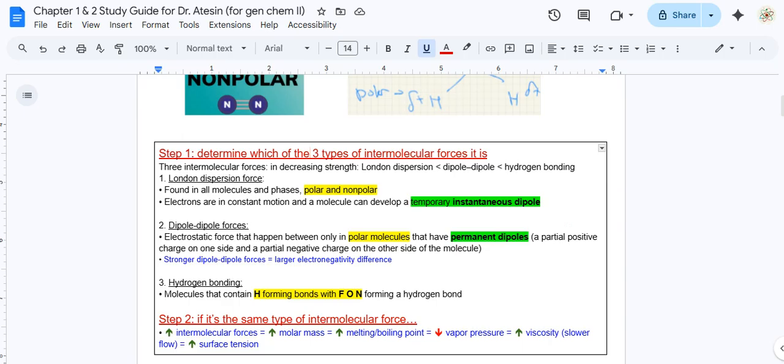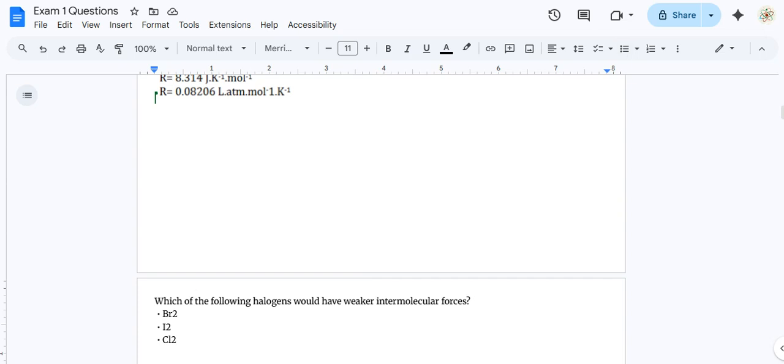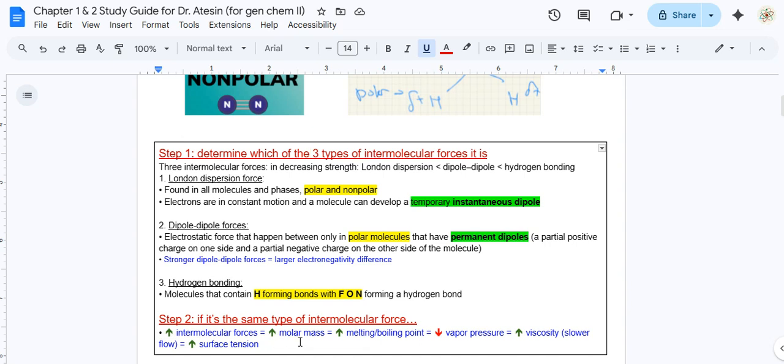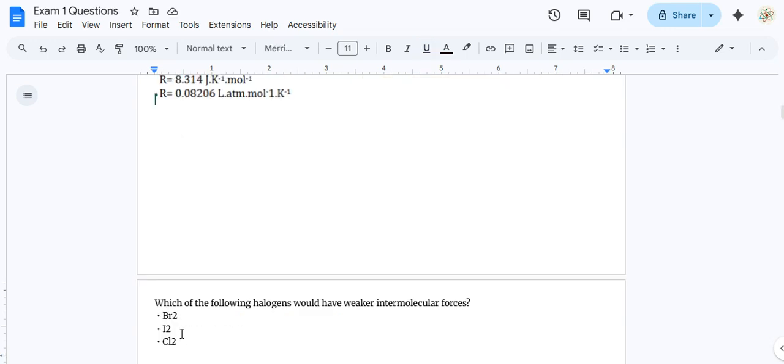So we see that Br2 is right here, I2 is here, CO2 is right here. So CO2 has the lowest molar mass. And we know higher molar mass means stronger intermolecular force. So lower molar mass means weaker intermolecular force. So out of these three, CO2 has the weakest intermolecular force because it has the lowest molar mass.